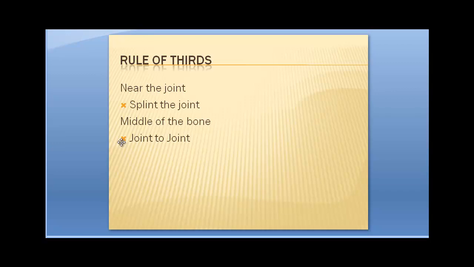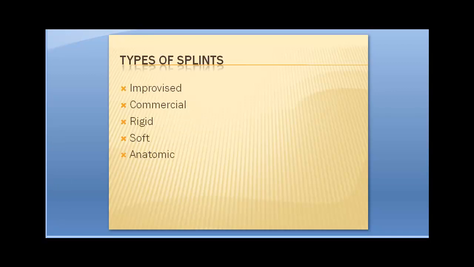So if it's in the middle of the bone, let's say I've broken my radius and ulna, and it's right in the middle of the forearm, I would go from elbow to wrist. If it was in the upper third, closer to the elbow, then I would include the elbow in the splint. So it goes back to what I was talking about before, but it gives you a rough idea.